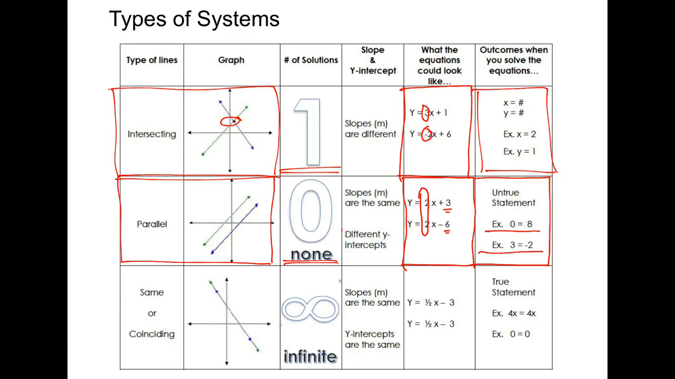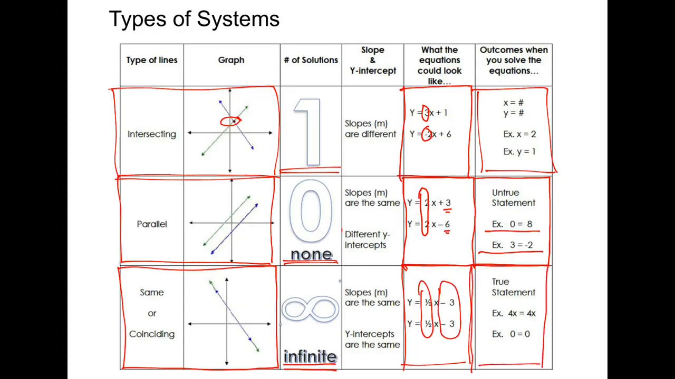All right, and finally we have the same or coinciding lines. Those are one or two lines that lie right on top of each other. Therefore, they share every point, and therefore the system has an infinite number of solutions, or infinitely many solutions. And in the equations, we're looking for the same slope and the same y-intercepts. Algebraically, we're looking for true statements like 4x equals 4x or 0 equals 0.